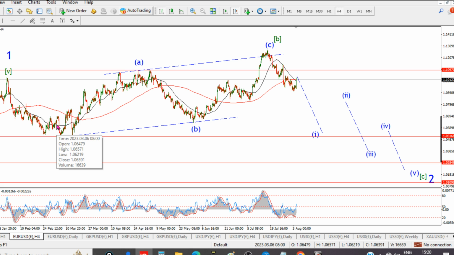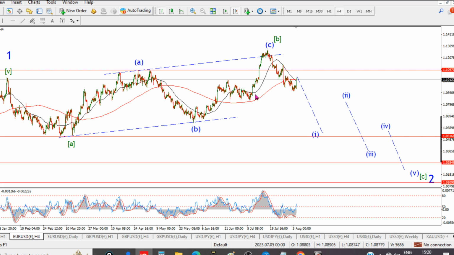Let's start with the dollar FX. So this is euro dollar. We were looking for a turn of a three-wave rally to a new high. So we got this three-wave rally to a new high in wave B, and we have at least a reasonable turn to the downside so far.